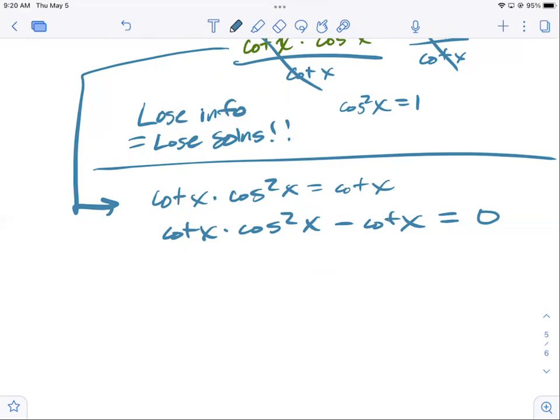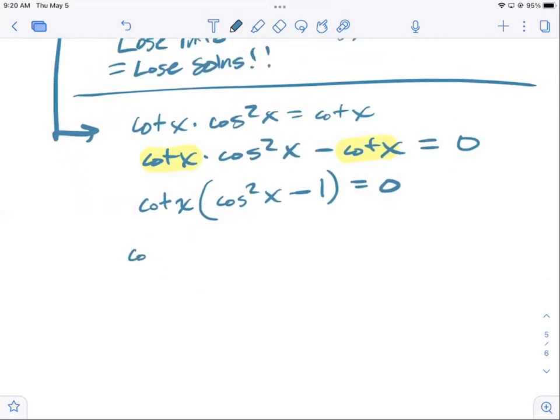Do we have a common factor? I spy a cotangent factor in both of them. So I will factor it out, and I'm left with cosine squared of x minus what? 0? Factoring out is dividing out. Anything divided by itself is 1. Okay. And now that it's factored, we could set each factor equal to 0.